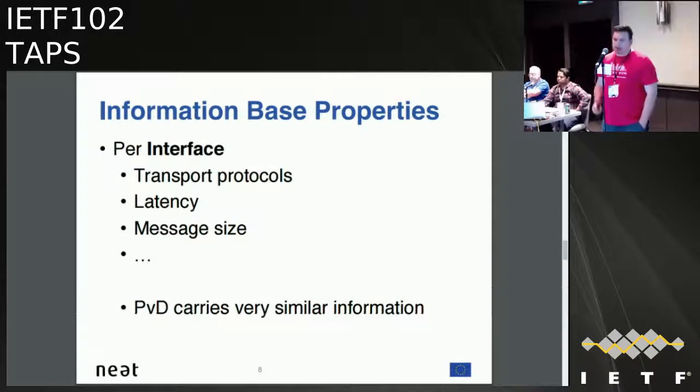These information bases store, mostly per interface, but we did have a second level object for this, information on transport protocols, latency, message size, the whole set of all the properties you could want to compare against. And actually a very good source of information would have been in the early PVD drafts. They tried to codify some of these transport properties. And when we implemented PVD integration, we just pulled these properties in. And we had a very nice mapping between the two.